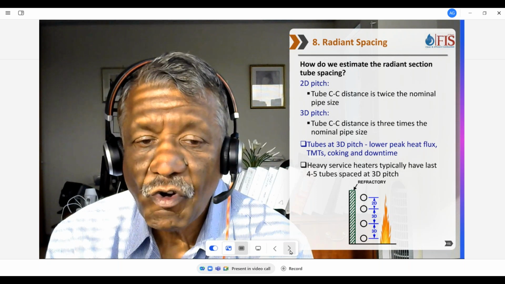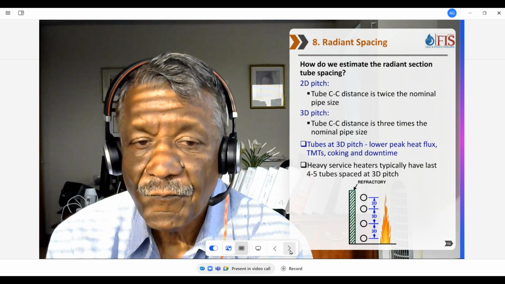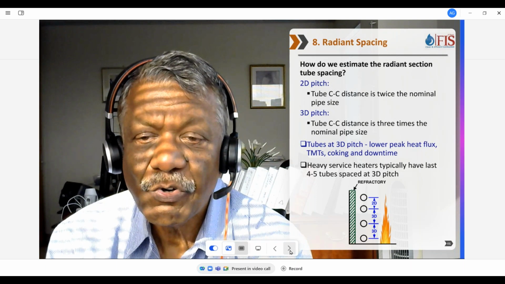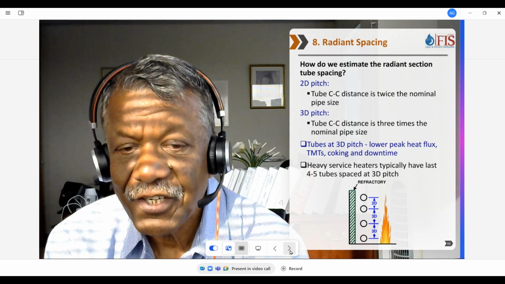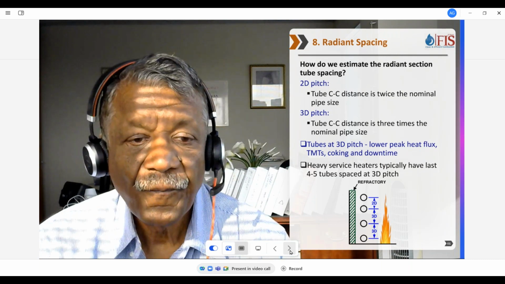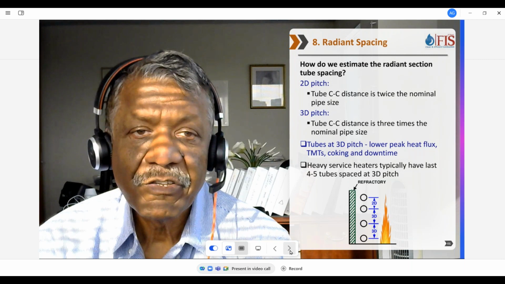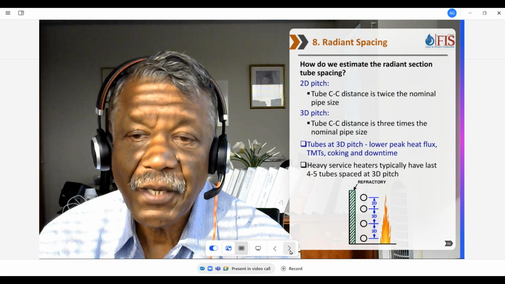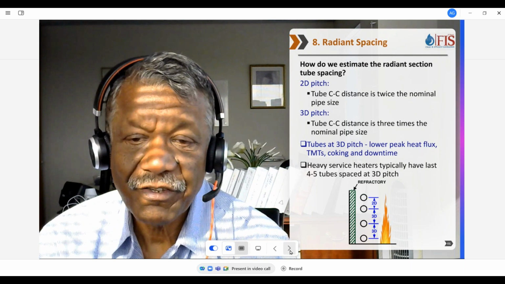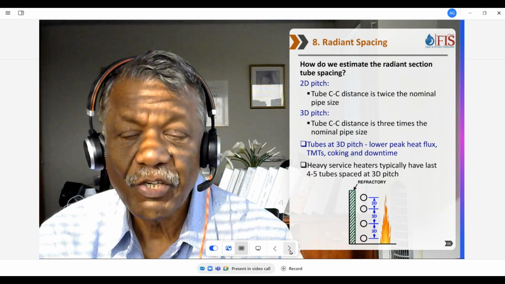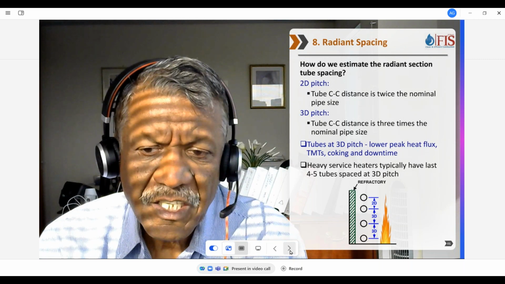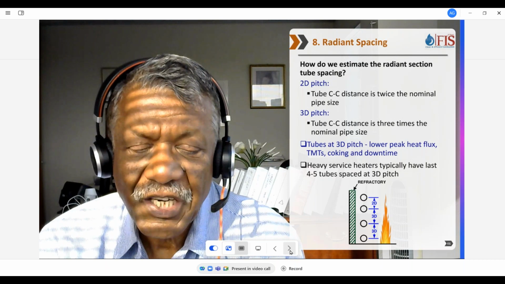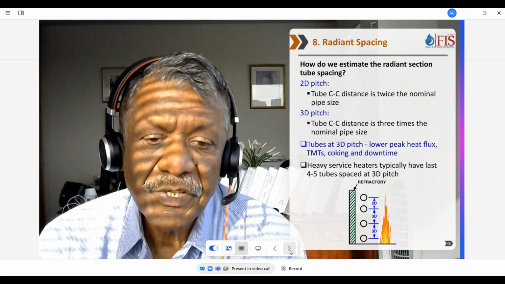So if we want to reduce the maximum flux, especially in coker heaters, the last 4 or 5 tubes are spaced at 3 diameters because we want to reduce the maximum flux. So for all heaters, 2 diameters work out, but for some heaters, we can even go to 3 diameters. That is generally the tube spacing. And as I said, we used to have two rows of tubes, and from 2 rows of tubes, we have gone to a single row of tubes now.